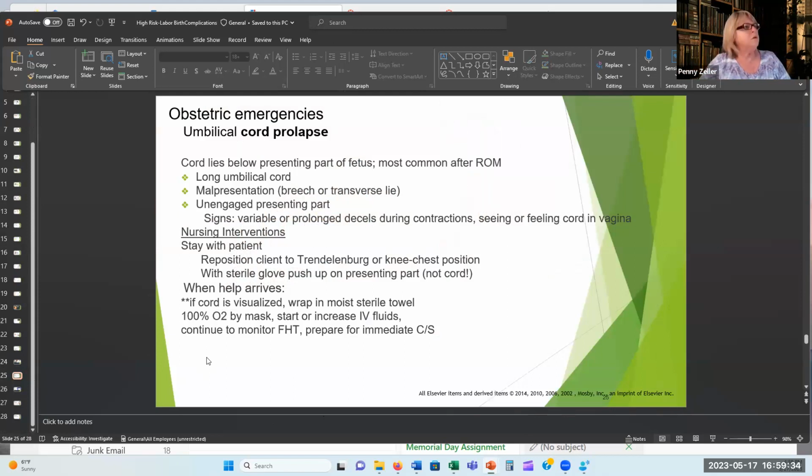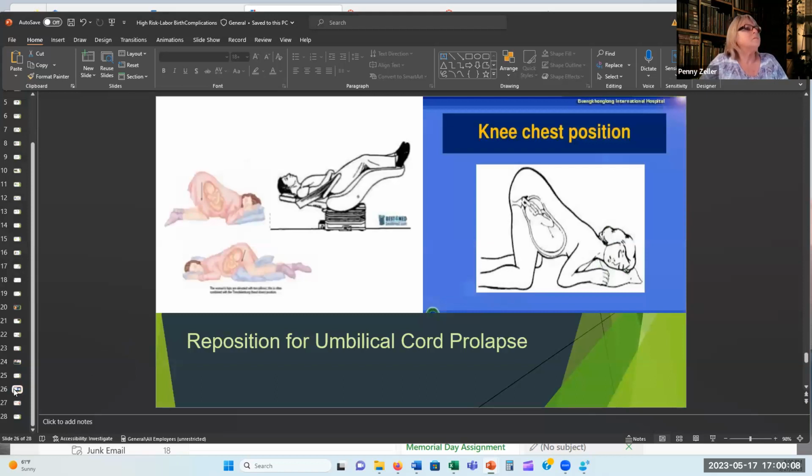This just describes the umbilical cord. So make sure you stay with your patient, call for help, reposition. Get her up on her knees and on her chest. And with a sterile glove, go ahead and push on the presenting part. A moist, sterile towel, which is usually available close by. Oxygen, 100%, IV fluids. Monitor the fetus, of course, and prepare for a C-section. Here's the knee chest position.